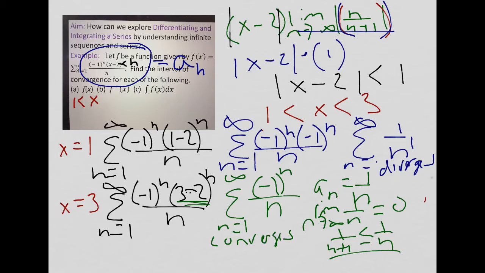And we can now finish our interval and say that our interval of convergence for part A is from 1 to 3, not including the 1, but including the 3. And you can do this in interval notation as well. It's much easier to write, and the notation would be really nice, too.